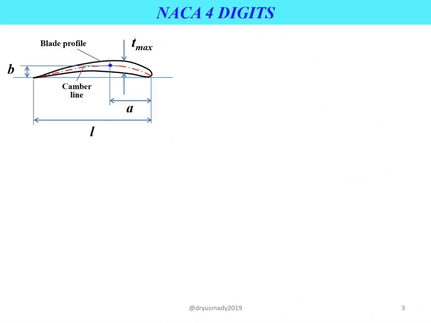The figure shows the important parameters of the blade profile used in NACA 4 digit codes. We have the maximum profile thickness, T max, the maximum camber B, the chord length L, and the distance from the leading edge, represented by parameter A. A represents the position of the maximum camber.